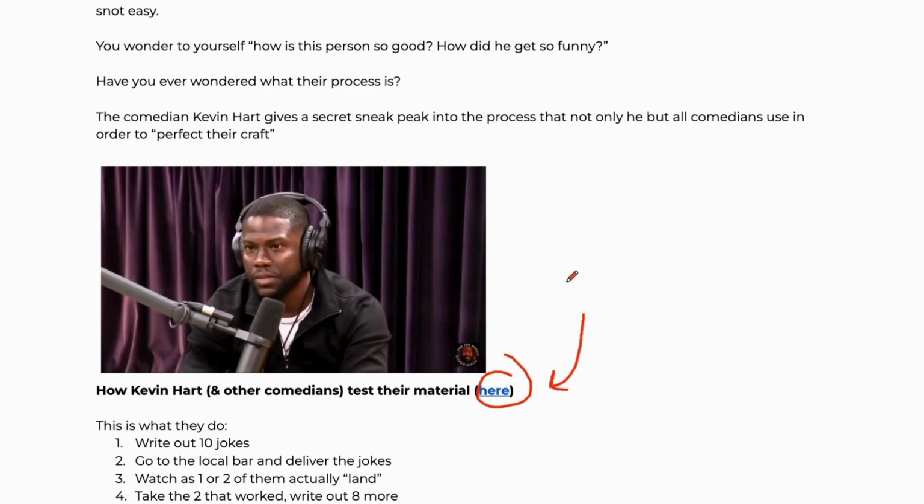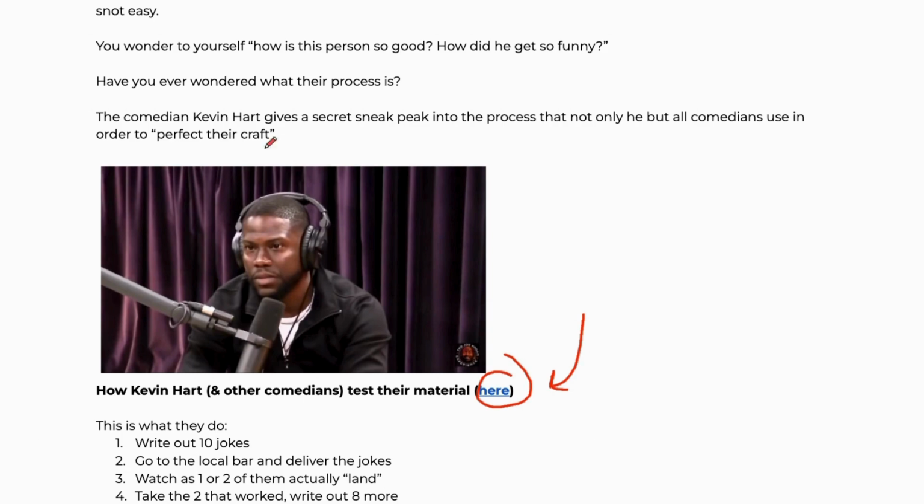where Kevin Hart really talks about his process, and not only his process, but he learns this from other great comedians as well, in terms of how they actually perfect their craft and get to the point where they have their voice, they have their spice, right? Because you can't copy jokes from other comedians, right? It has to be something that's unique to you, right?